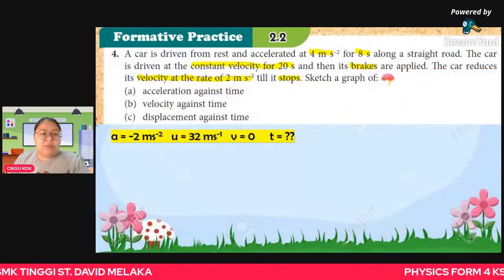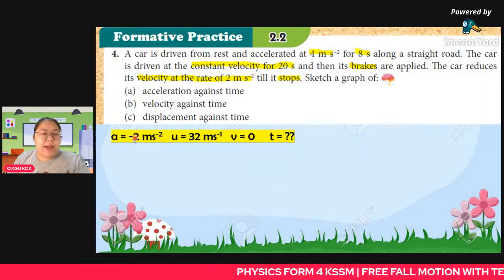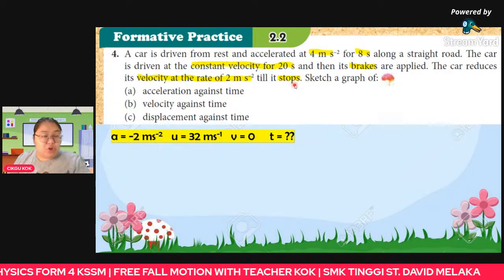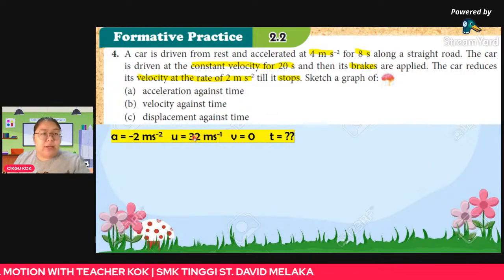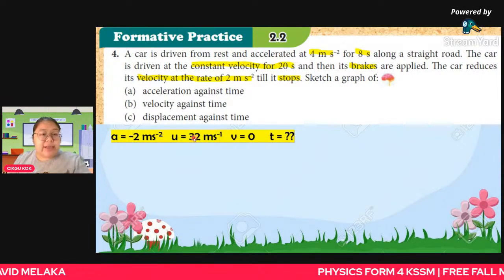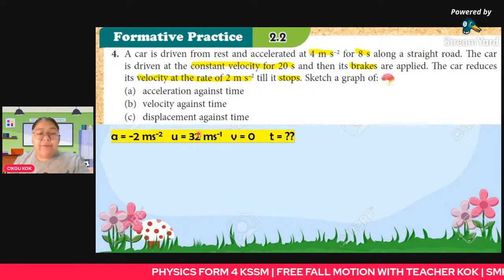Okay, now I go to find the time for the last part. The last part acceleration is negative 2. Finally the car is stopped, so I put 0. Just now you found already 32 is the initial velocity, because they say constant until 28 seconds, is it? So 32 is your initial velocity.